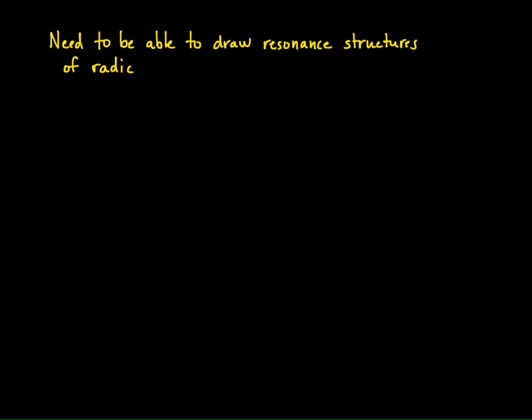So to preview, for this chapter, you need to be able to draw resonance structures of radicals. Now, I know you're fairly comfortable, or you should be fairly comfortable, with drawing resonance structures of carbocations and carbanions. Drawing resonance structures of radicals is a little bit different because we're using only the movement of one electron.